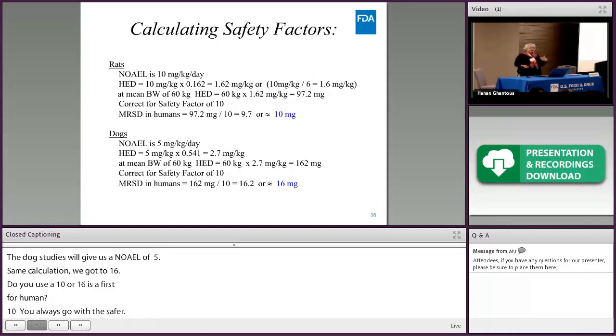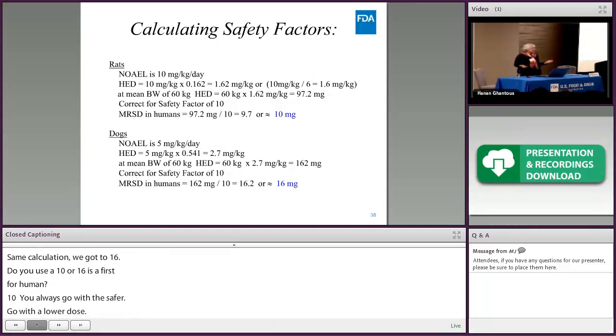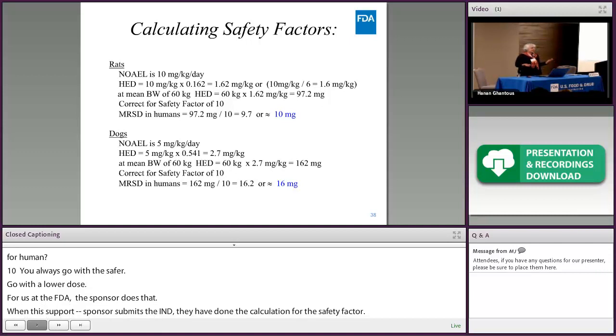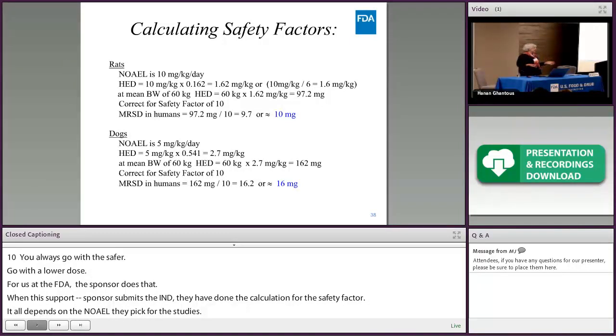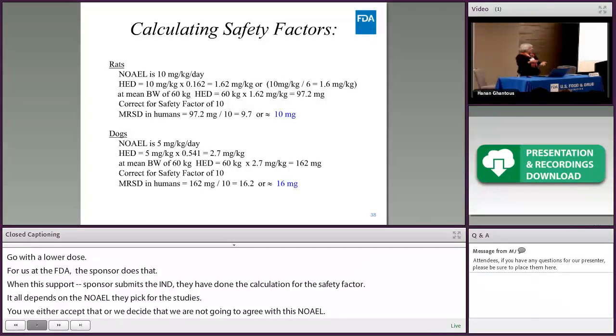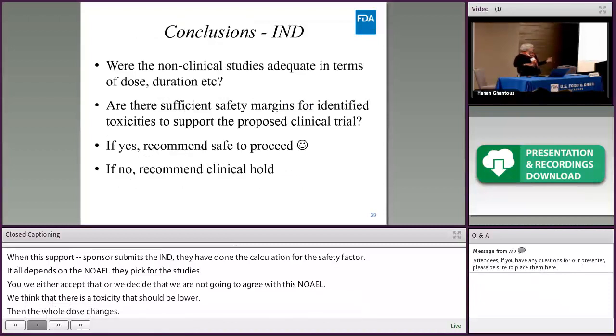And of course for us at FDA, the sponsor does that. When the sponsor submits the IND, they've done their calculation and put in a safety factor, and it all depends on the NOEL they picked from the studies. When we review the studies, we either accept that or we decide we're not going to agree with this NOEL. We think there's a toxicity, the NOEL should be lower. Then the whole dose changes. We can always go back to the sponsor and tell them to change the doses of the clinical study they're going to do.